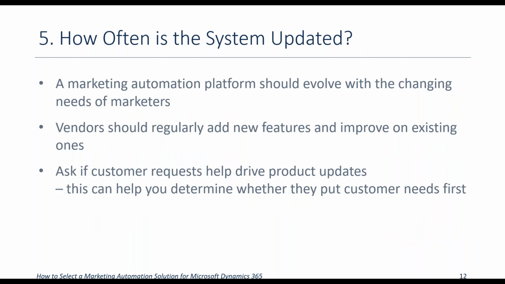All right, moving on to number 5, how often is the system updated? Let's face it, consumer behaviors and preferences do change over time, and to be successful, marketers must adapt to those changes. A marketing automation platform really should evolve with the changing needs of marketers. So be sure to look at how often each system you're considering is updated, and not just with fixes for problems that arise, although that's very important too. Vendors should regularly add new features and improve upon existing ones.